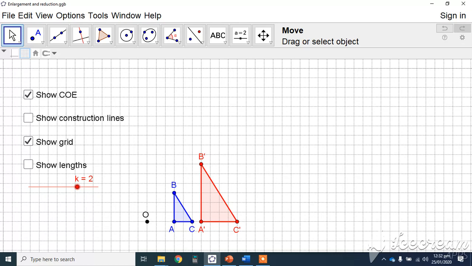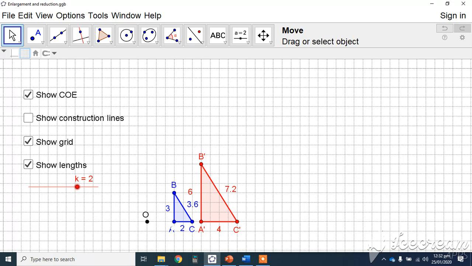So here is an enlargement. We have our center of enlargement, point O. We have our object, which is triangle ABC, and we have our new image, which is triangle A dash, B dash, C dash. Now at the moment, this has got a scale factor of 2. We often use the letter K to represent scale factor. So it's got a scale factor of 2, which means the new image is twice as big as the old image, as the object.